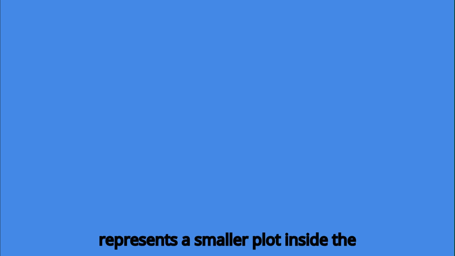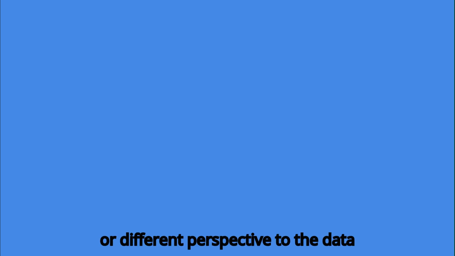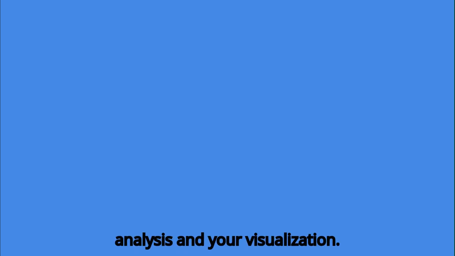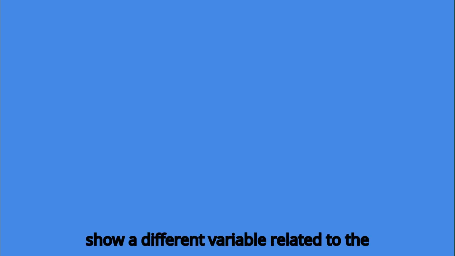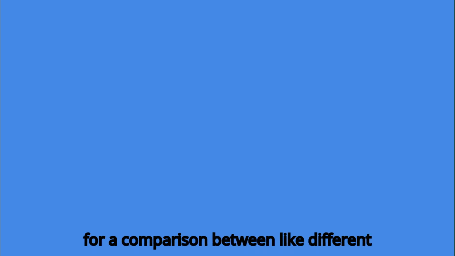This inset plot represents a smaller plot inside a larger or main plot, and it provides additional details or a different perspective to the data analysis and your visualization. So basically, it is commonly used to zoom in on a specific region of interest of an image or a spectra, or to show a different variable related to the main plot, or for a comparison between different scales, linear, log, or any kind of scale.